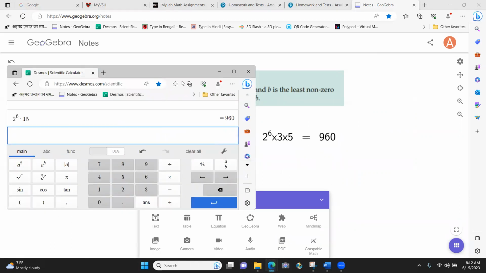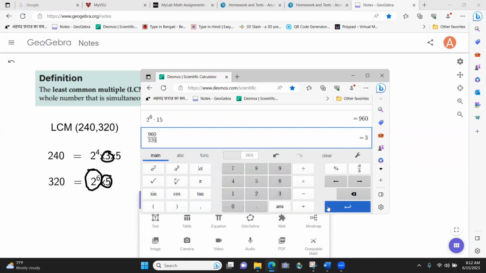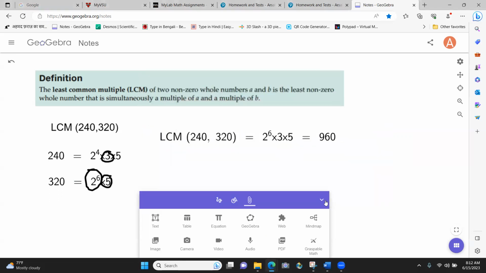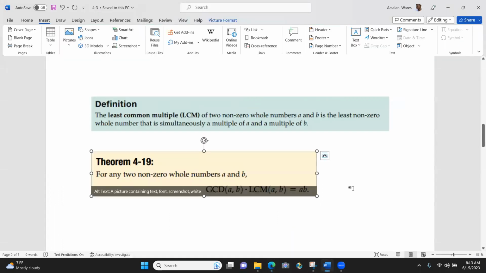960 must be divisible by both 320 and 240. 960 is divisible by 320. I hope so, yes. 960 is also divisible by 240. So we're good. That's how you find lowest common multiple and GCD. Now, GCD and LCM have a very nice property, and your book talks about it, and it's something you should know.